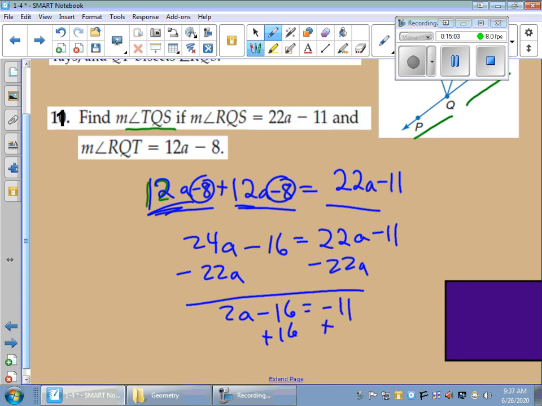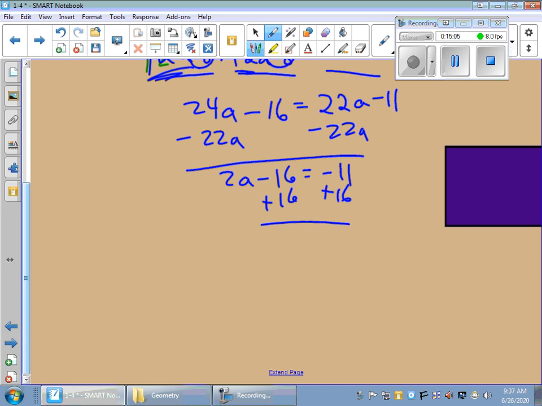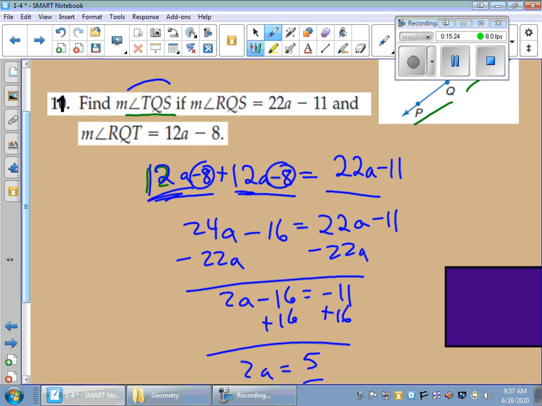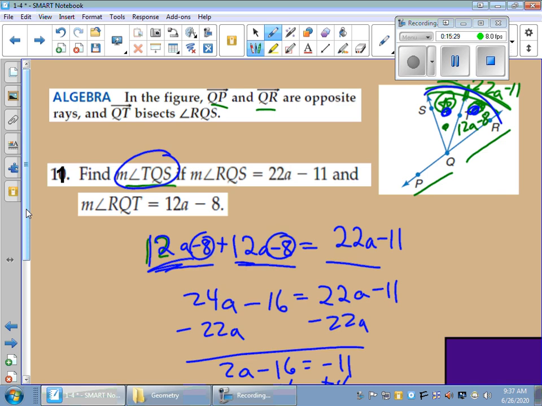Add the 16. So we have 2A equals 5. Divide by 2, and A is 2.5. Sometimes you do get decimals. In this example, what do they want us to find? They want us to find the measure of TQS. When we go back up here, how are we going to find TQS? That's this section right here. You know this section's expression, so now we have to plug it in.